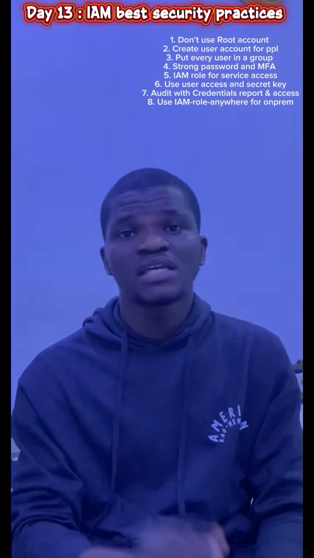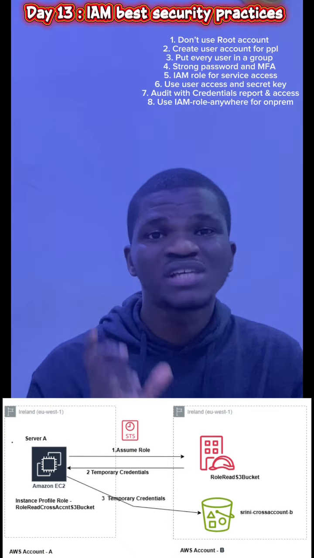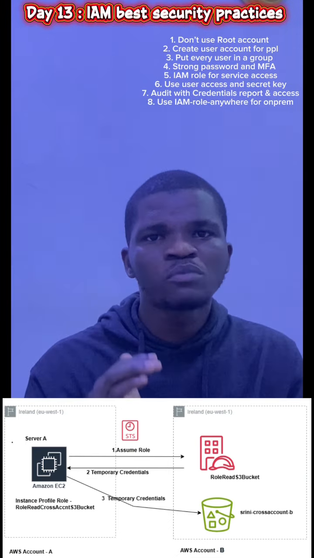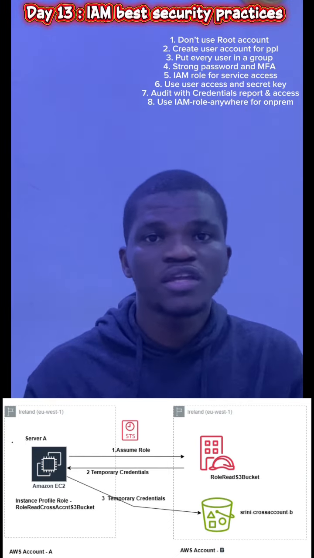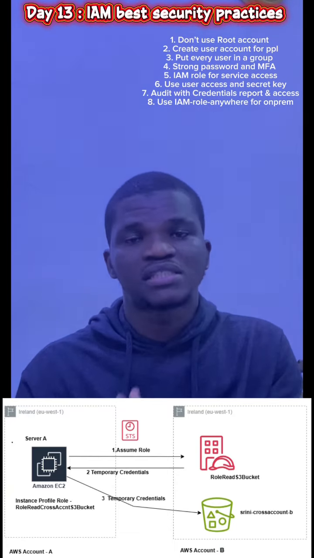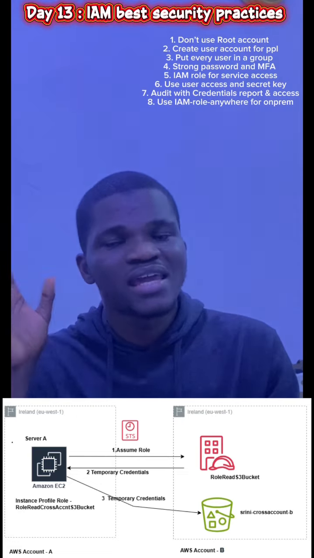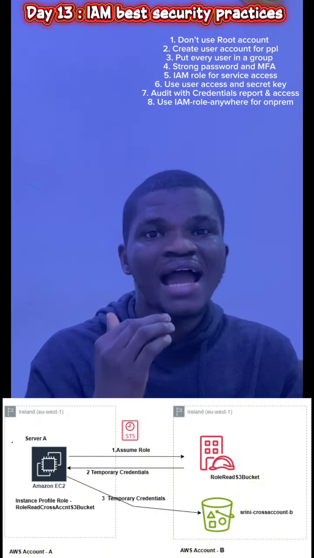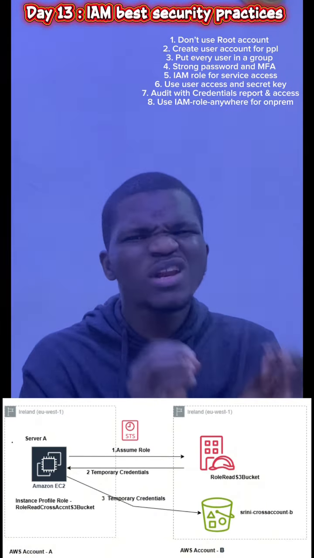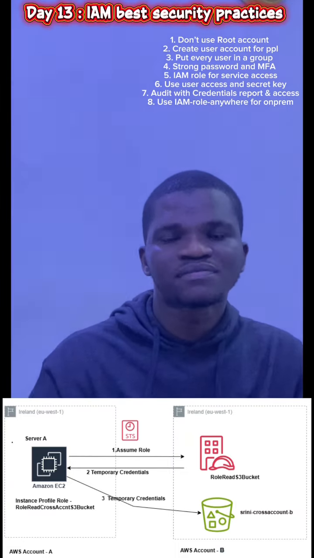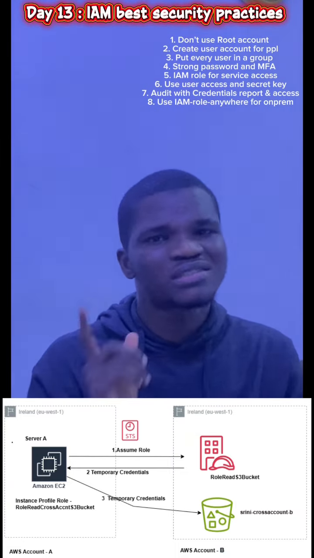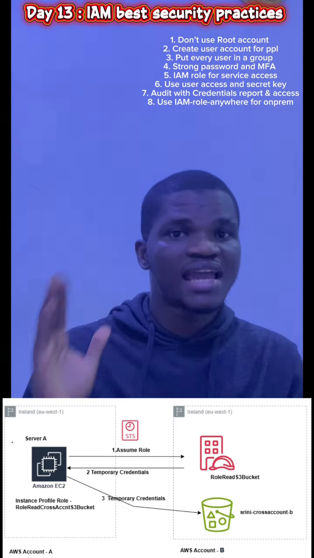Another rule is to always create and use IAM roles anytime you want to give some services in your AWS account access to other services. Let's say, for example, you want your EC2 to read what is inside an S3 bucket. You need to create an IAM role for EC2 to only be able to read what is inside the S3 bucket, not write or delete anything inside it.